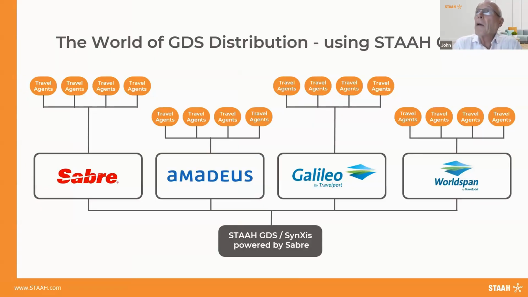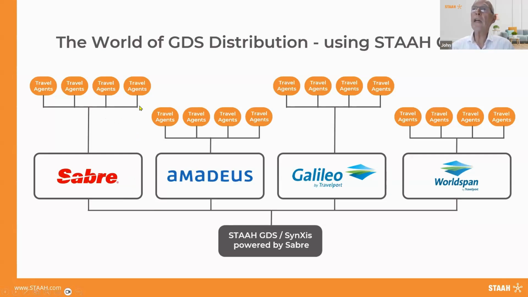Let me just explain the travel agent distribution. A hotel to receive GDS reservations needs to be hosted, which is the dark rectangle down the bottom of this slide. So STAAH GDS Synexus is a host, and we distribute rates, availability, and minimum night restrictions, etc., from this platform here to the 4 major GDS systems. There are some other bit players, but these are the big 4.